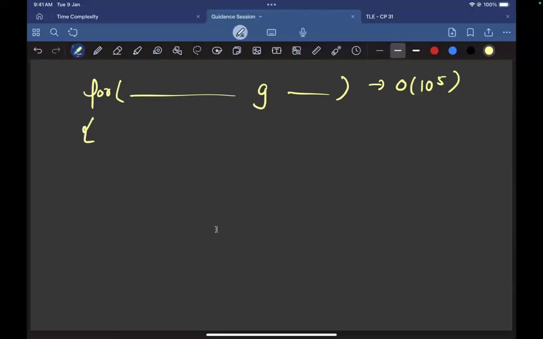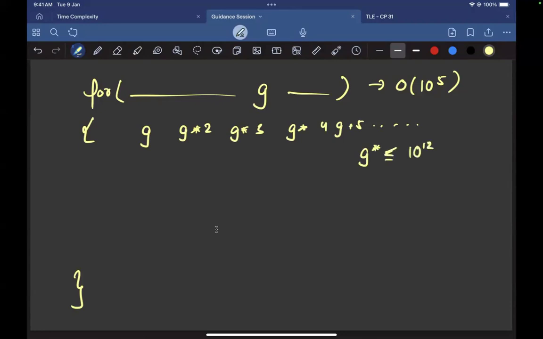Now, inside this for loop, what do you want? If you have a G value, you want that all the multiples of G get counted. So you want G, G into 2, G into 3, G into 4, G into 5, and so forth, until you reach some multiple of G which is lesser than or equal to 10 power 12 only. We don't want anything beyond that.